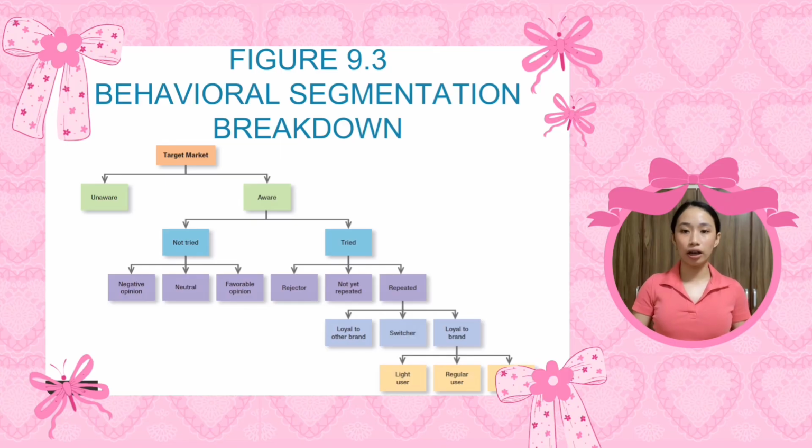Among those who haven't tried, opinions vary. It is negative, neutral, or favorable. If favorable, they may eventually try the product. For those who have tried the product, some may reject it while others may repeat purchases. Repeat consumers can be loyal to another brand, or switchers who try different brands, or loyal to the brand, further classified as light, regular, or heavy users. Understanding these categories helps businesses tailor their marketing strategies to convert potential customers into loyal users.